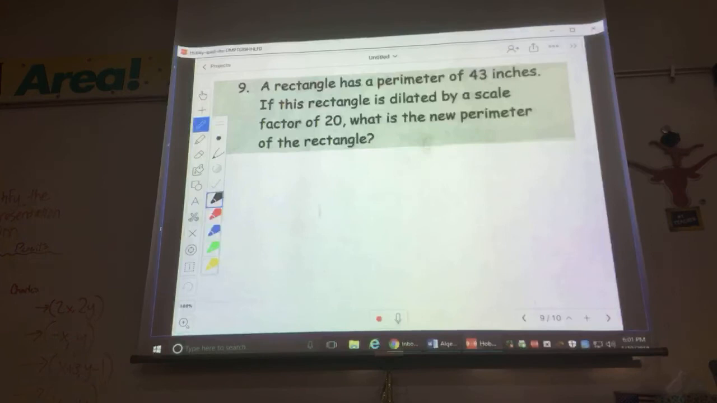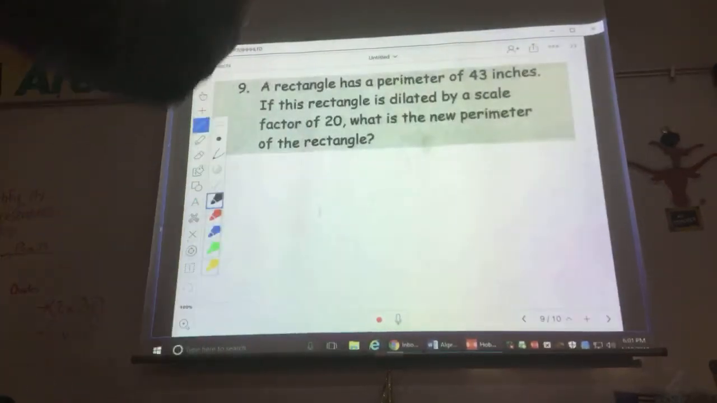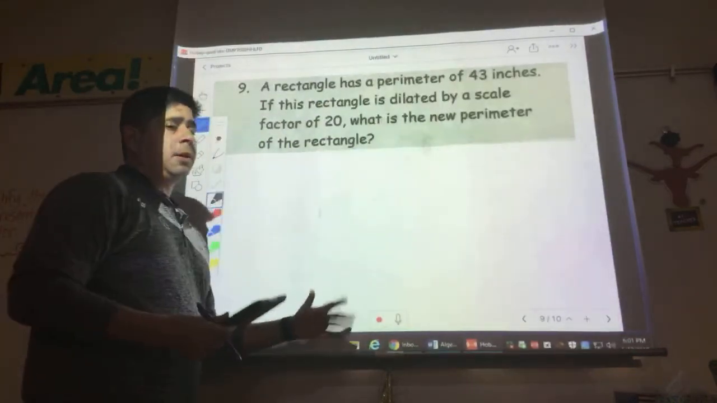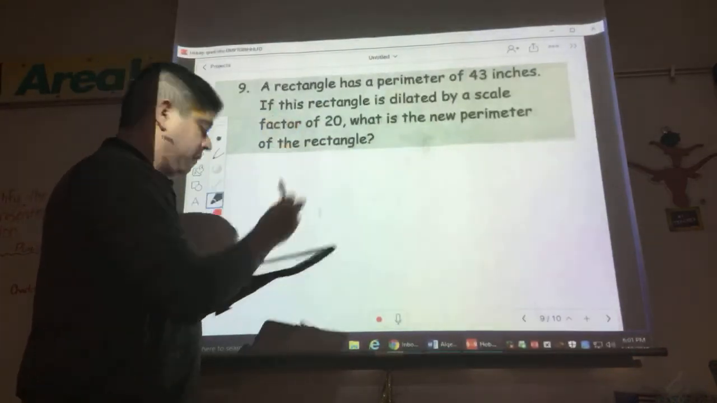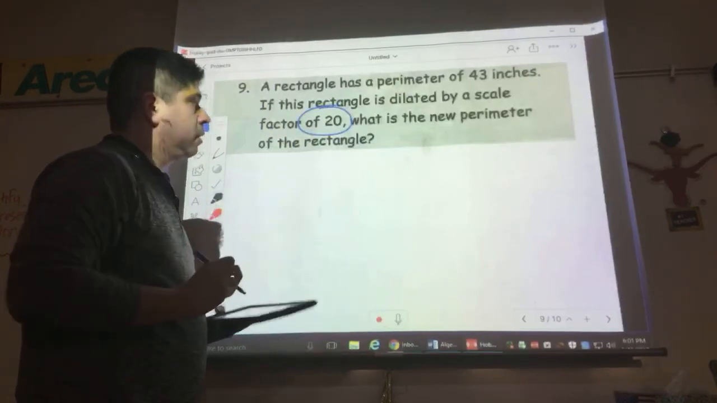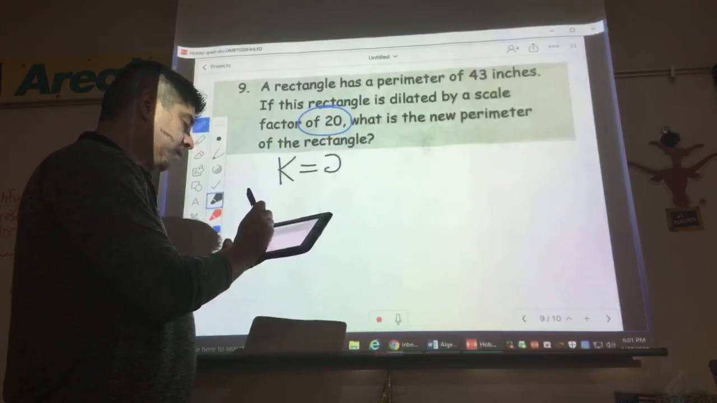That was number 8. Here's number 9. A rectangle has a perimeter of 43 inches. If this rectangle is dilated by a scale factor of 20, what is the new perimeter of the rectangle? It gives me the perimeter and it tells me a scale factor. So automatically right there, the scale factor is 20.